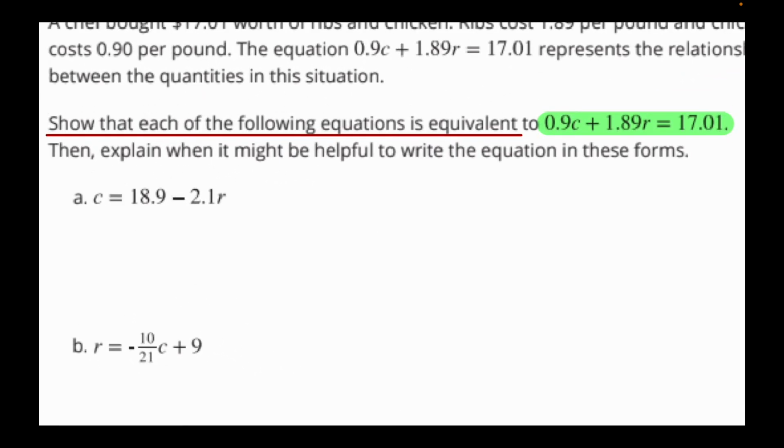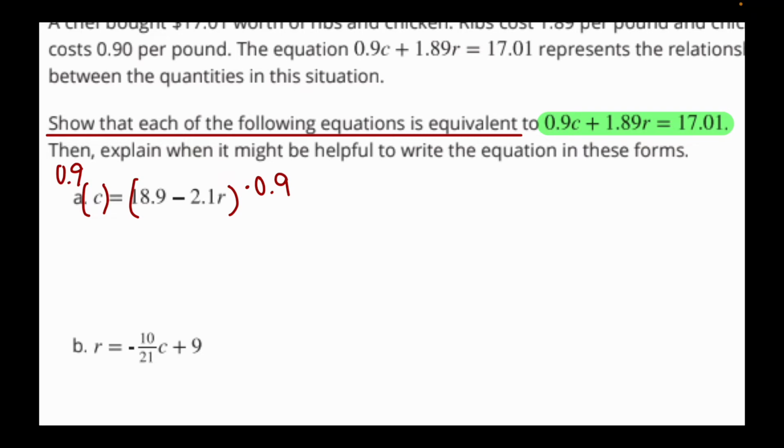Now I'm going to try to leave the green highlighted part on the screen there. I now want to figure out what I am trying to turn C into, because it does not have a coefficient right now, and I need it to be 0.9C. So in order to do that, I need to multiply, which means I am going to multiply both sides of this equation by 0.9.